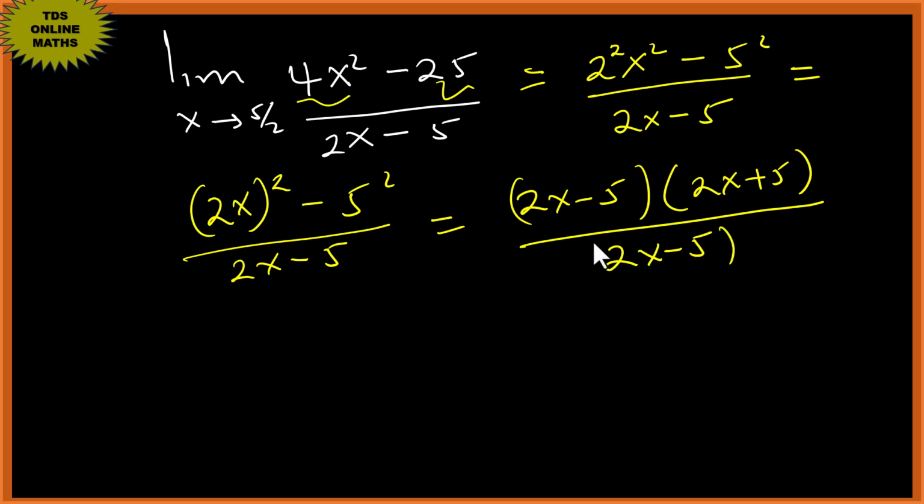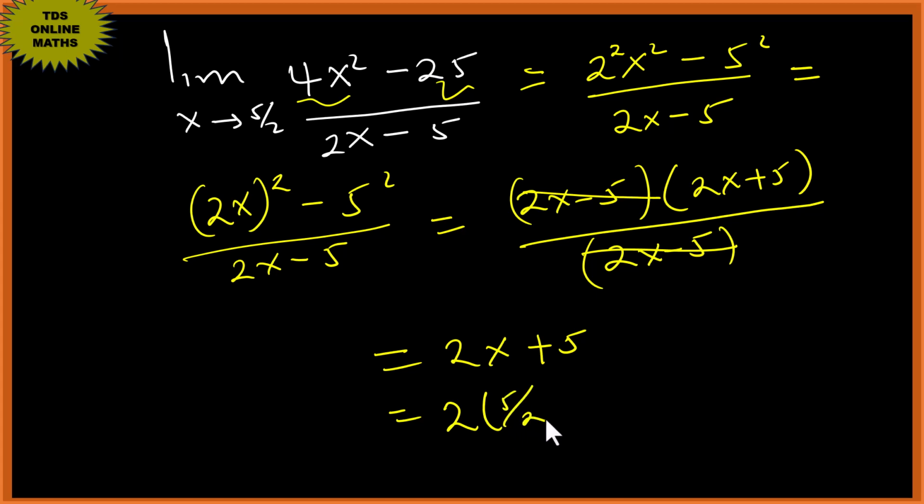Okay, so we can do cancellation here, and we are left with 2x plus 5. So the limiting value here is 5 on 2, so we have 2 times 5 on 2 plus 5. This one will cancel this, and I'll be left with 5 plus 5, which is 10. As simple as that.